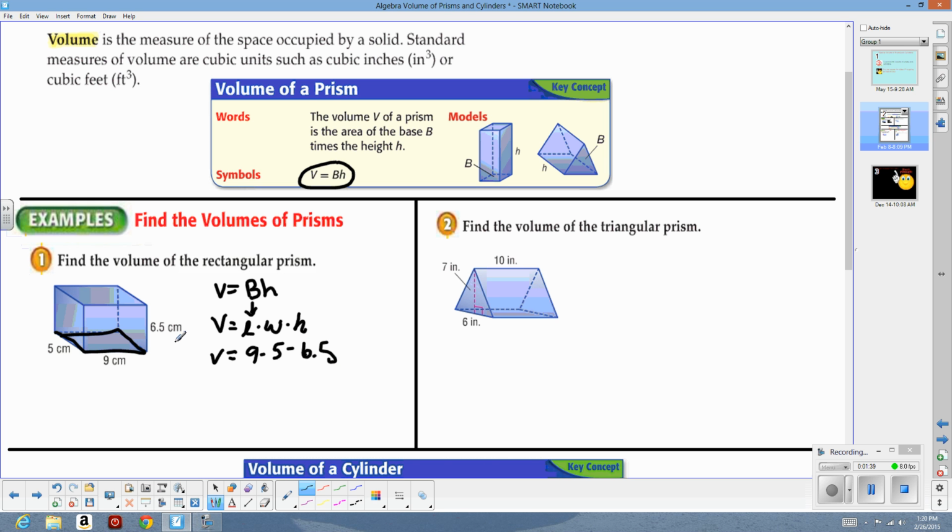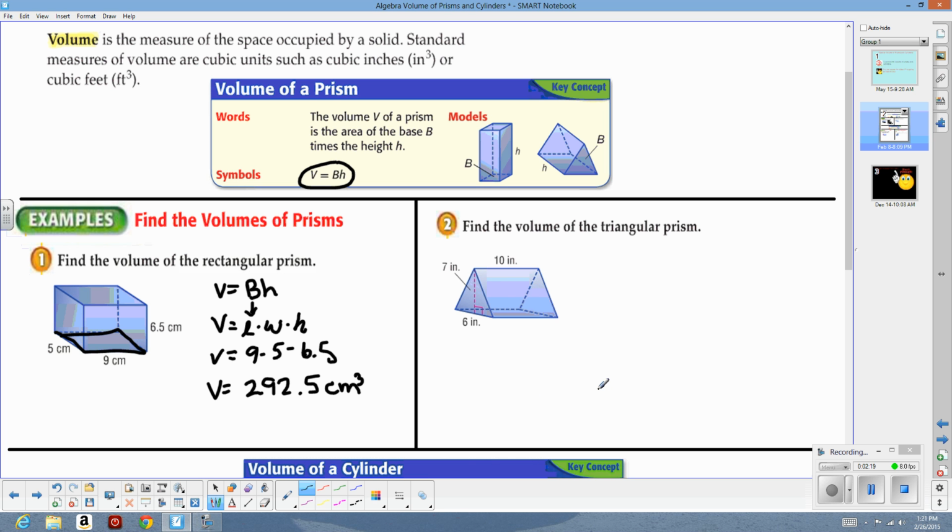Now go ahead and calculate that. That's 292 and 5/10 centimeters cubed. It's in cubic units because that's how many centimeter cubes would fit inside that solid.